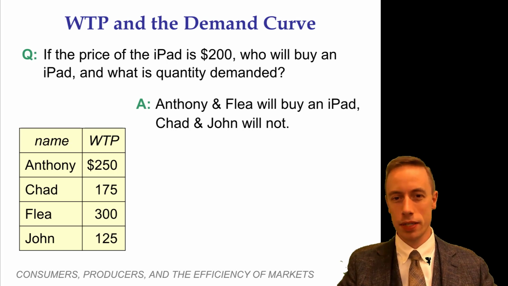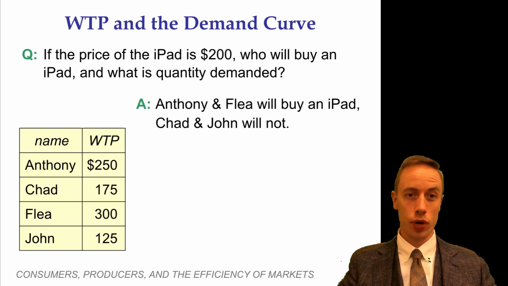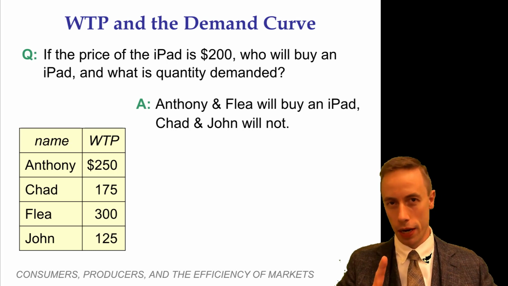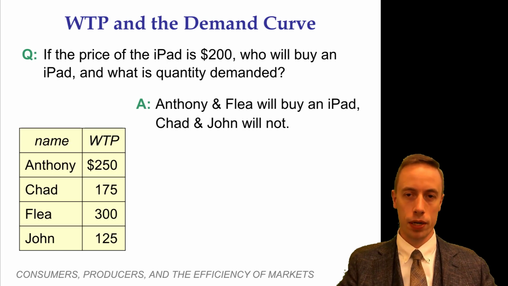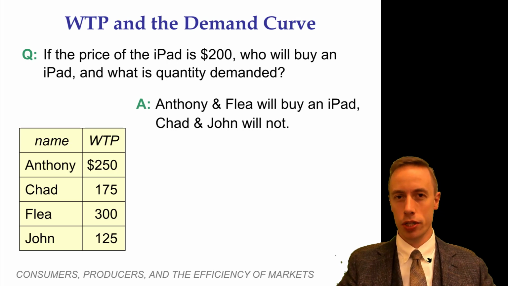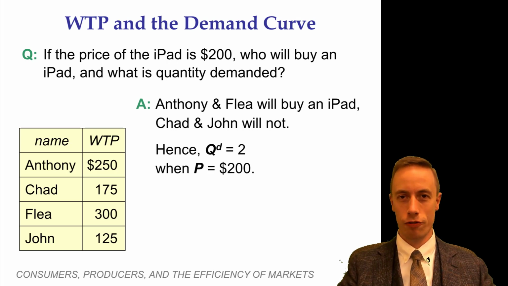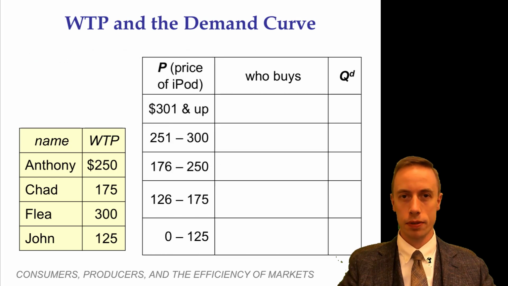Now, for the sake of simplicity, we're going to go ahead and restrict each of our potential buyers to buy 1 iPad maximum, so that we don't have to worry about what's the second one worth to them compared to the first one. So really what we've just established is a point on the demand curve. If price is $200, quantity demanded is 2. Let's go ahead and take this approach to fill in an entire demand schedule for our band members.